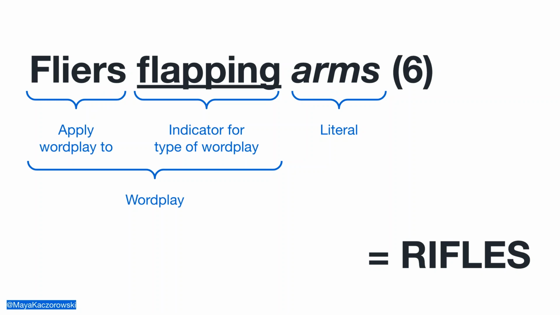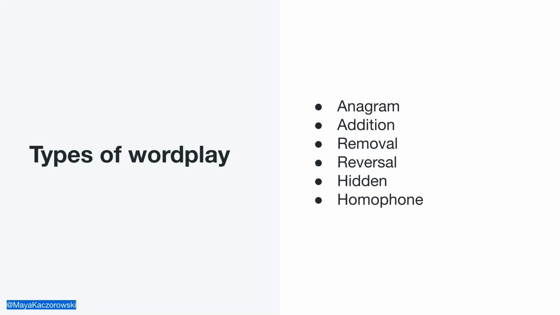So now you're hopefully getting the idea of just how much of a mindfuck these clues are and why they're so much fun. Okay, so as I mentioned, wordplay has a couple of different standard patterns that clues will generally follow. There's not that many kinds. They still take some getting used to. Anagrams, additions, removals, reversals, hidden words, and homophones.